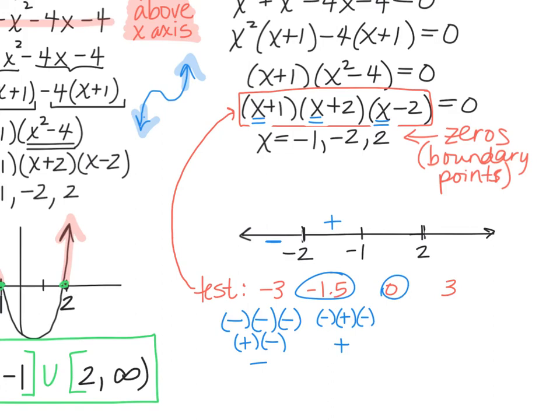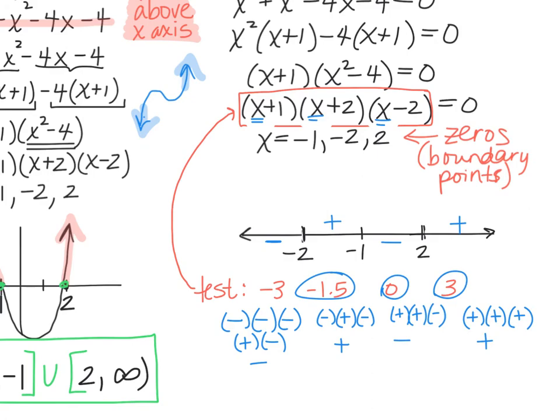Now we're going to test 0. So testing 0 again in for these x values. 0 plus 1 is positive. 0 plus 2 is positive. And 0 minus 2 is negative. So overall, that results in a negative output. So I'll put a minus sign. And the final testing number is 3. If we substitute in 3, 3 plus 1 is positive. 3 plus 2 is positive. 3 minus 2 is also positive, so overall we get a positive output. So we call this a sign analysis. It's also called the interval test method.